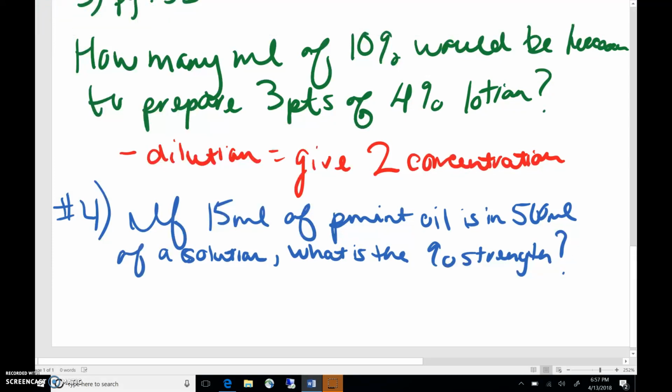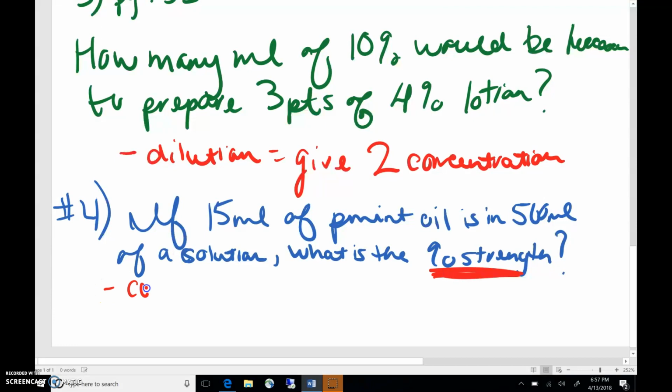Is it a concentration, a dilution, or an alligation? If you read this problem again, if 15 milliliters of peppermint oil is in 500 milliliters of a solution, what is the percentage strength of the fluids? Well, some of you guys will say that this is neither because I don't see a concentration. Well, that's because you're looking for the concentration. We are looking for the percent strength.